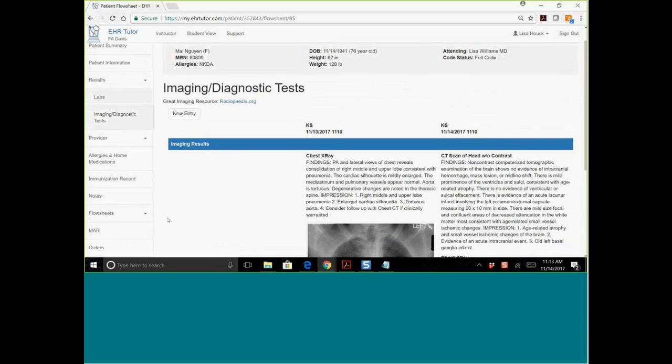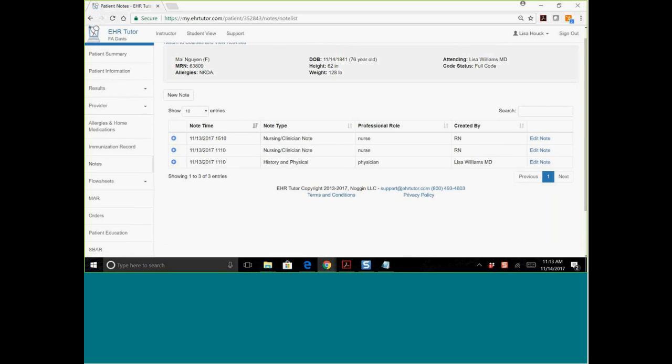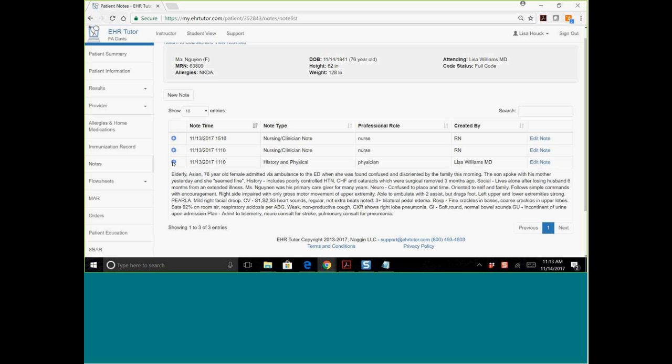I'm going to take you down to the notes area, and you'll see that students can write notes in either narrative form or you can use the flow sheets, which I'll show you in a few minutes. In order to read any of the notes, you just click on the plus sign, and you'll see this history and physical was written yesterday by this physician.